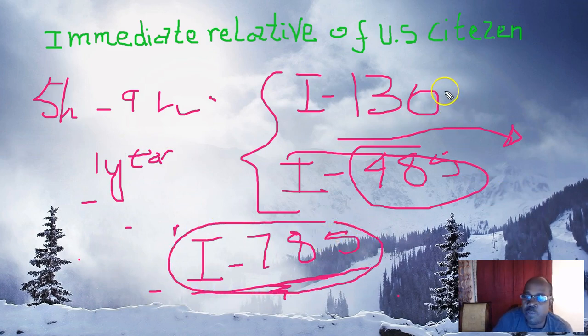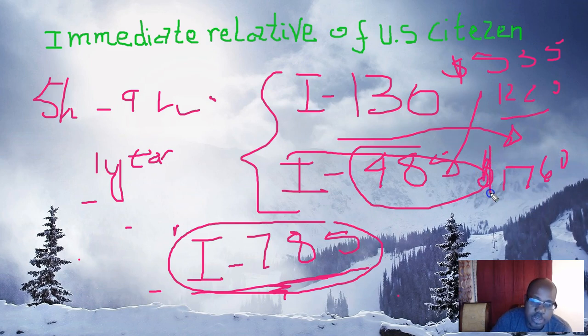But let me give you an idea of the money you need to pay. It's $525 for the I-130. For the I-485 it's $1,225, which means $1,760 in total. That's a lot of money too, to adjust your status.